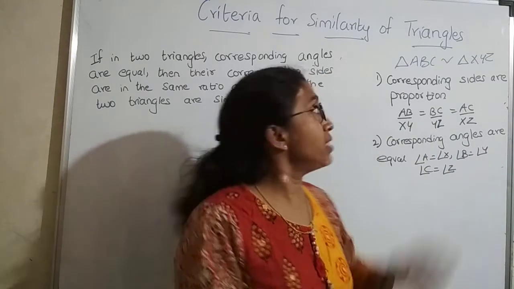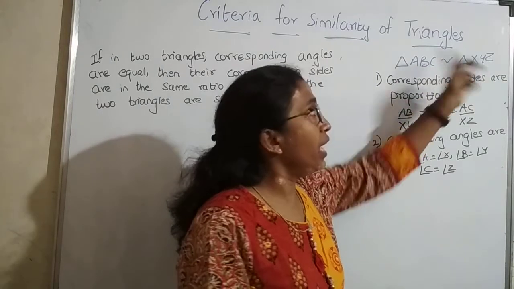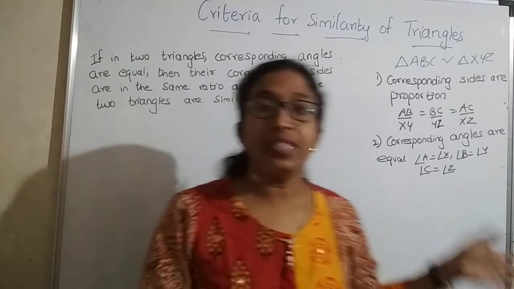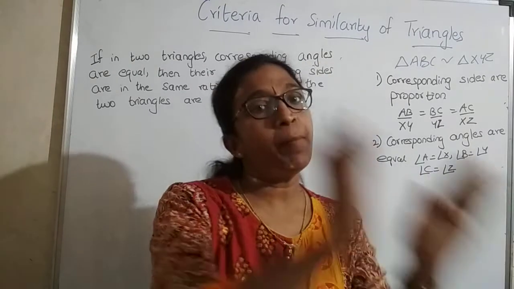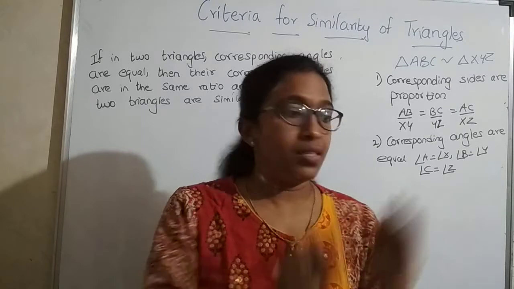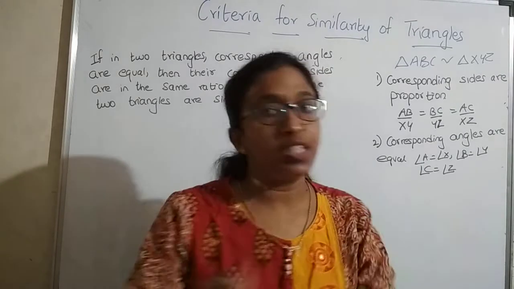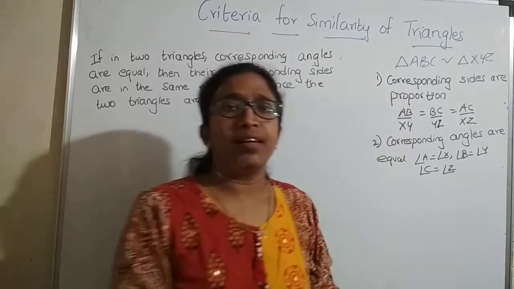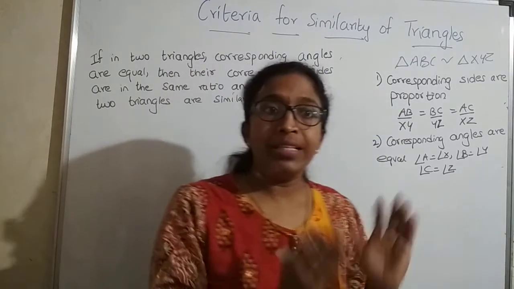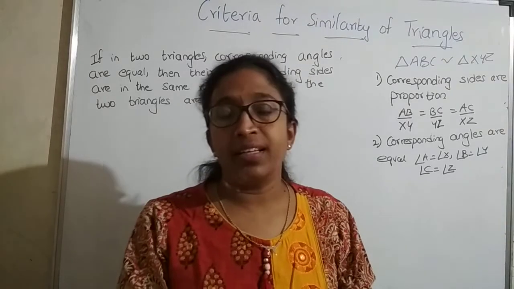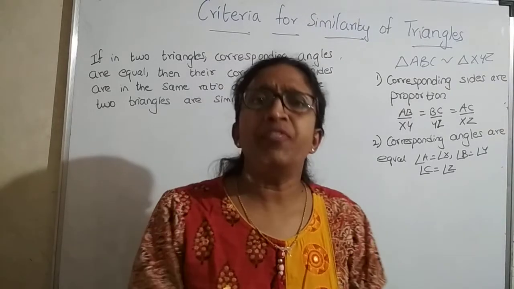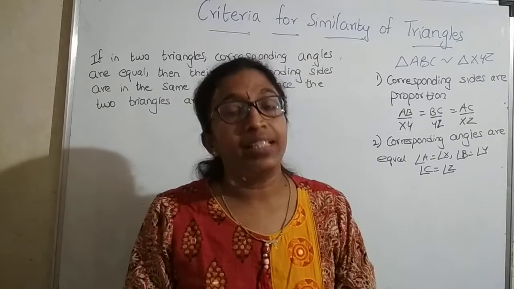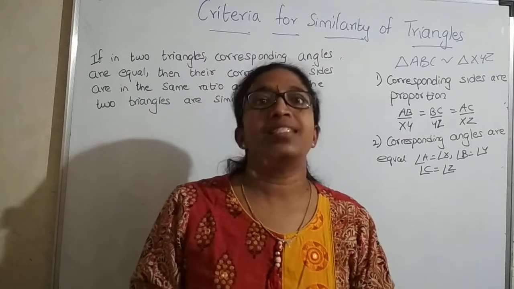Similarly, corresponding angles, that is A is corresponding to X. So angle A should be equal to X, angle B should be equal to Y and angle C should be equal to Z. So this way we find that there are three pairs of corresponding sides that are in proportion, and three pairs of corresponding angles. So in total there are 6 conditions. Out of the 6 conditions, if it is satisfied, then we say that triangles are similar. So even if 3 conditions out of 6 are satisfied, then also we can tell that the two triangles are similar.